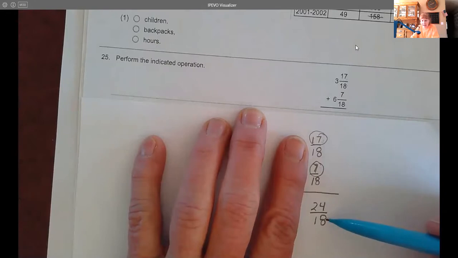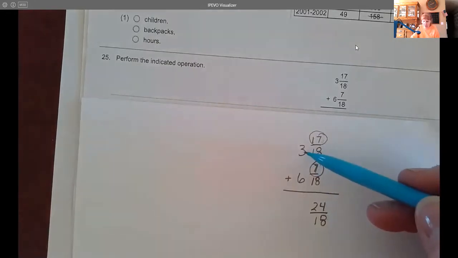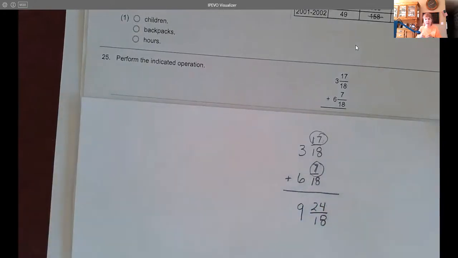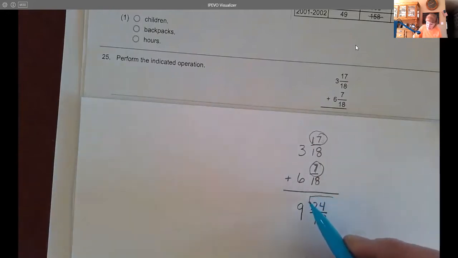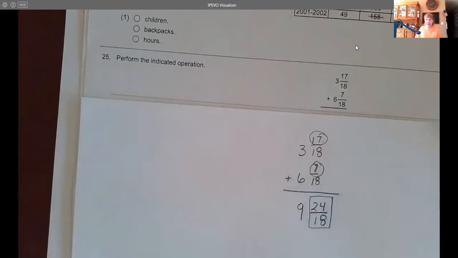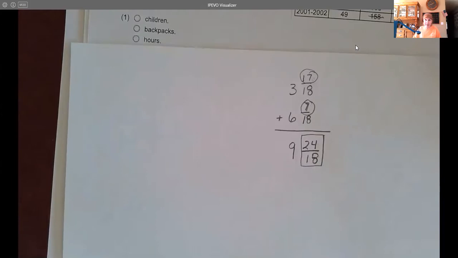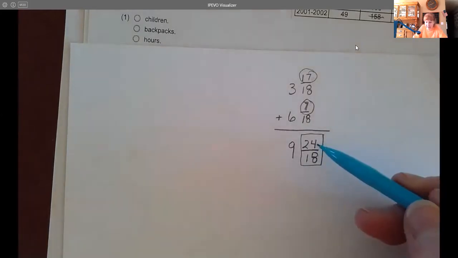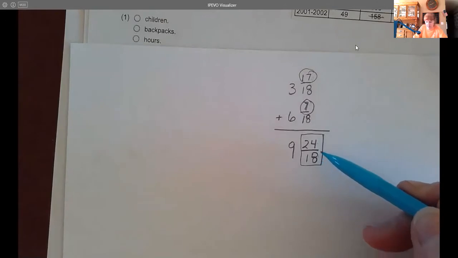And then we're going to go ahead and add our whole number parts. 3 plus 6 is 9. Well, unfortunately, you're not complete right here. This is not finished. First off, we need to reduce. This fraction can be reduced, and it can be reduced because 6 goes into both of those.